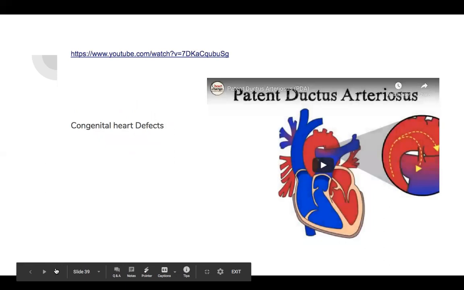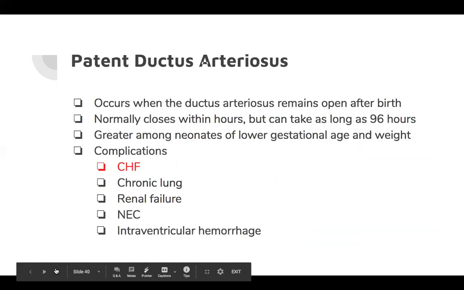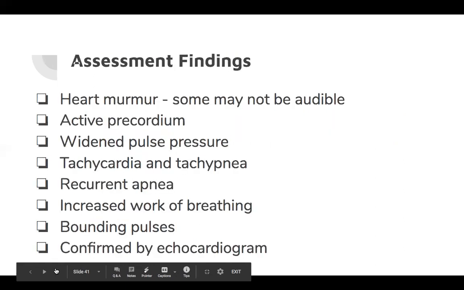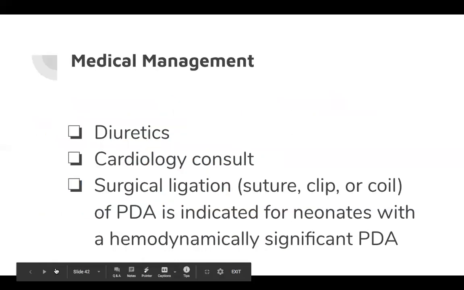I'm not going to play the video, but your congenital heart defects, your first one we're talking about is patent ductus arteriosus. And it occurs when the ductus arteriosus remains open at birth. It normally closes within hours, but it can take as long as 96. One of our complications we're concerned about is CHF, fluid overload. Assessment findings: not always do you hear a heart murmur, and it is confirmed by an echocardiogram. Medical management is your diuretics, surgical if needed.